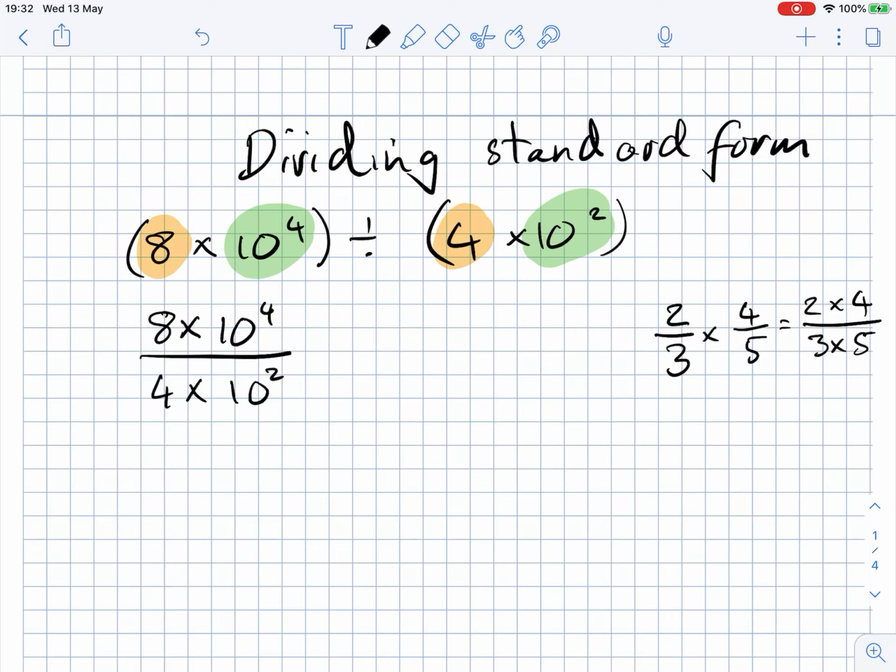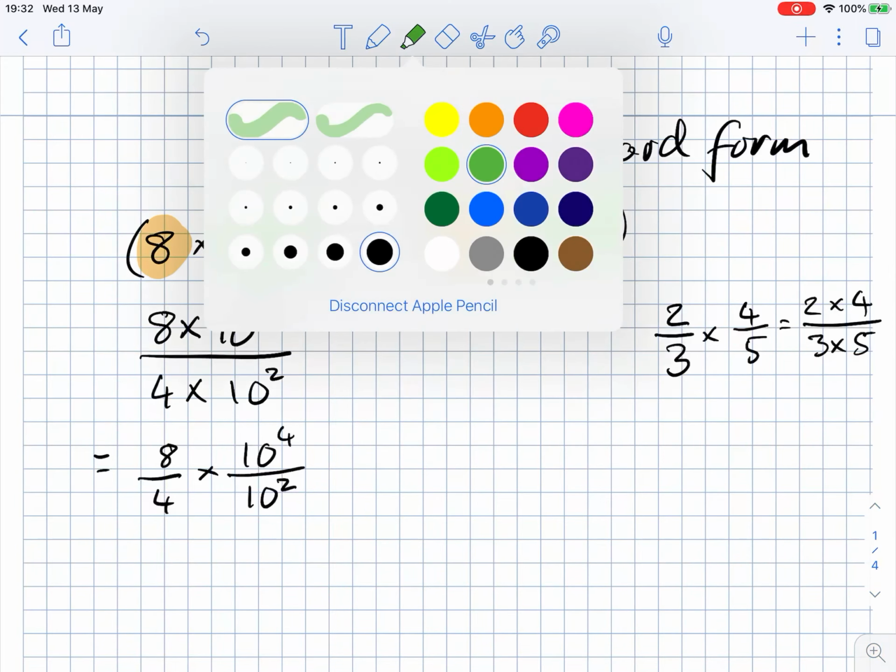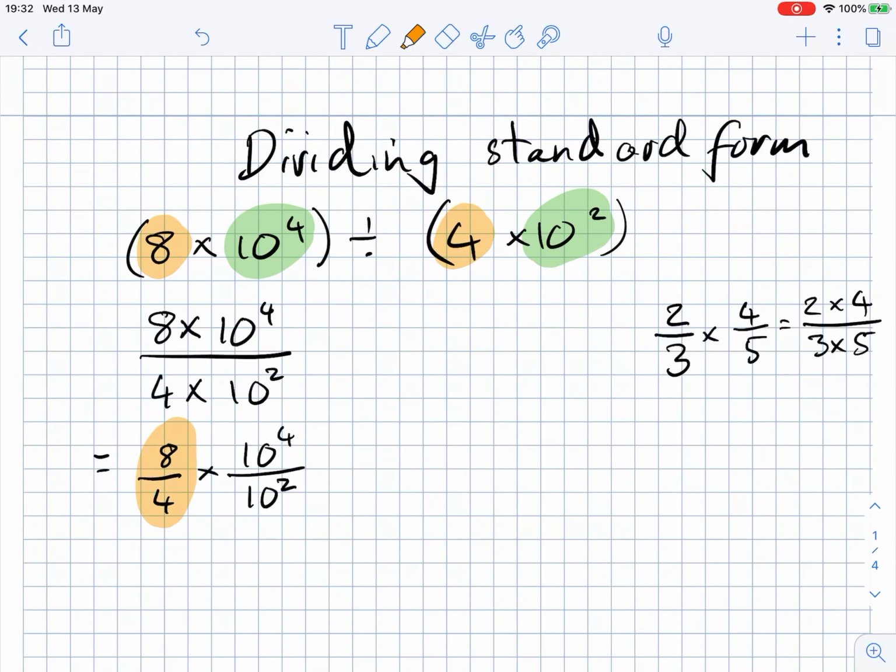So I can say, well, this is exactly the same as 8 over 4. Oh, whoops, not 4 over 4. 8 over 4 times 10 to the 4 over 10 squared. Okay? So I'm just using the rules of fractions to help me write it in isolation. Now, I can now treat this one by one.